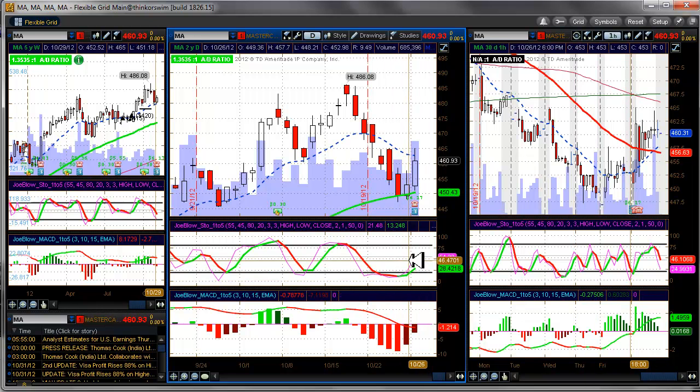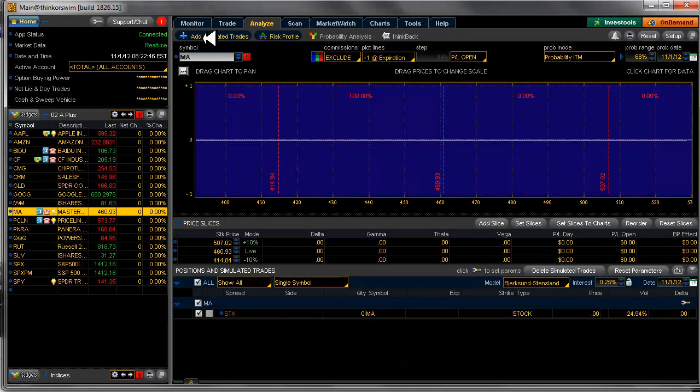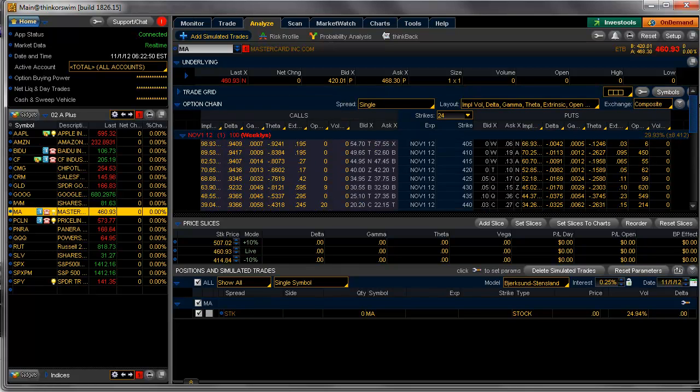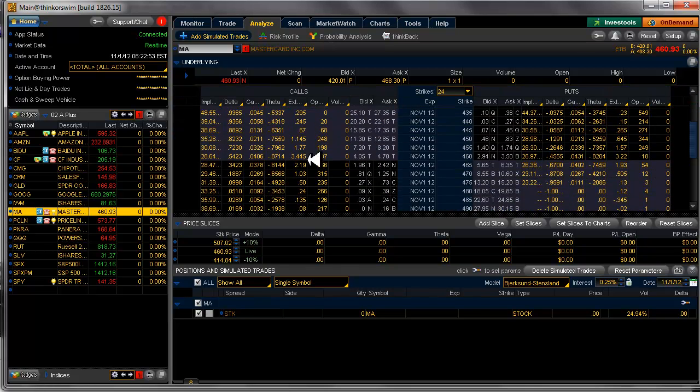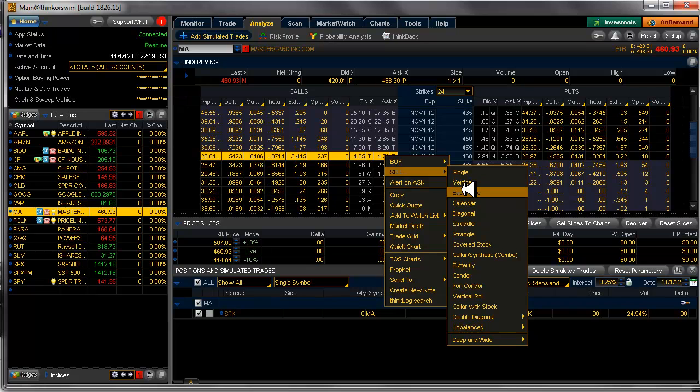MasterCard, we have a play here. Right here. You can see that we got a nice hook here. And we actually have confirmation. So yesterday in a rather down day, this is looking really good. Add simulated trade. We would only want to be in this a short while. We're at 460. So we want to sell vertical.